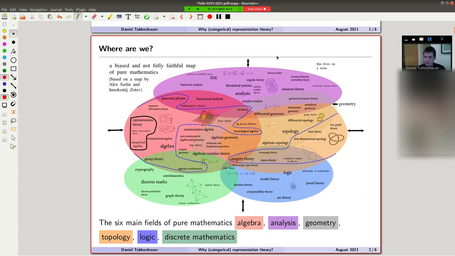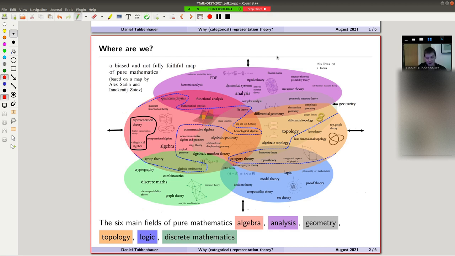My first slide is just a where-we-are slide, or where I am, basically. This is my favorite map of pure mathematics. Of course, giving a map of pure mathematics is always dangerous, because some people might complain. The experts in mathematics here will realize that, for example, I wouldn't count number theory as one of the major fields of mathematics. That's very debatable, of course.